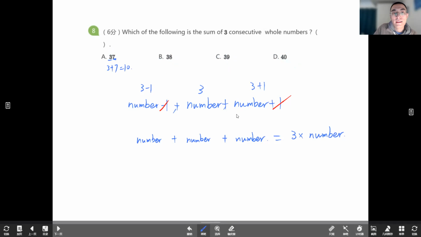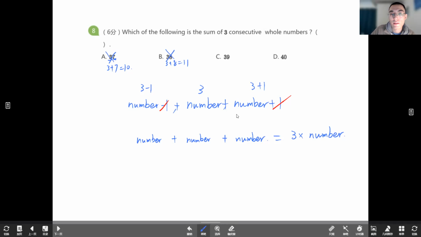So obviously, 10 is not divisible by 3. It's not a multiple of 3. So no, 37 is not divisible. And then as for 8, we have 3 plus 8. The digit sum is 11. And 11 is also not divisible by 3. So no, B is not a multiple of 3 as well.